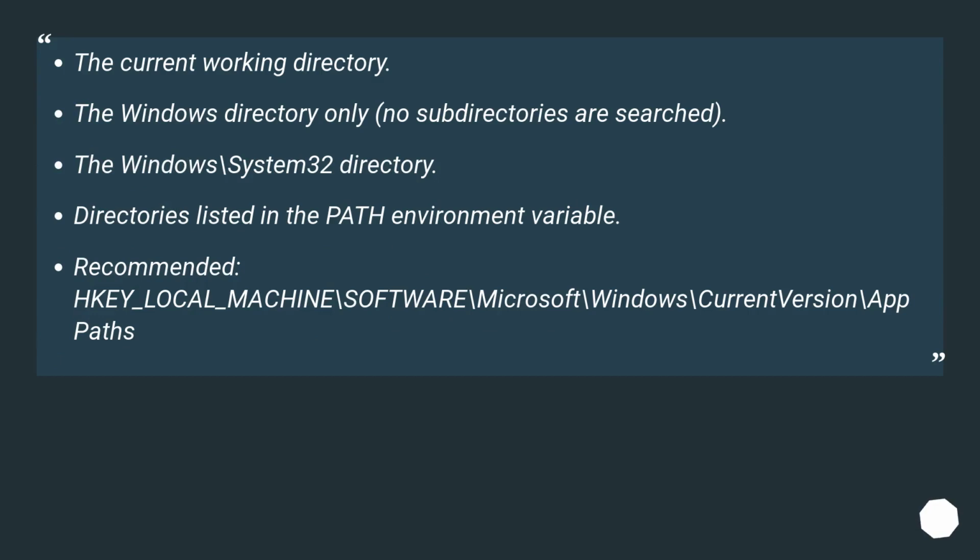The current working directory. The Windows directory only, no subdirectories are searched. The Windows/System32 directory. Directories listed in the path environment variable. Recommended: HKEY_LOCAL_MACHINE/Software/Microsoft/Windows/CurrentVersion/App Paths. Source: application registration.